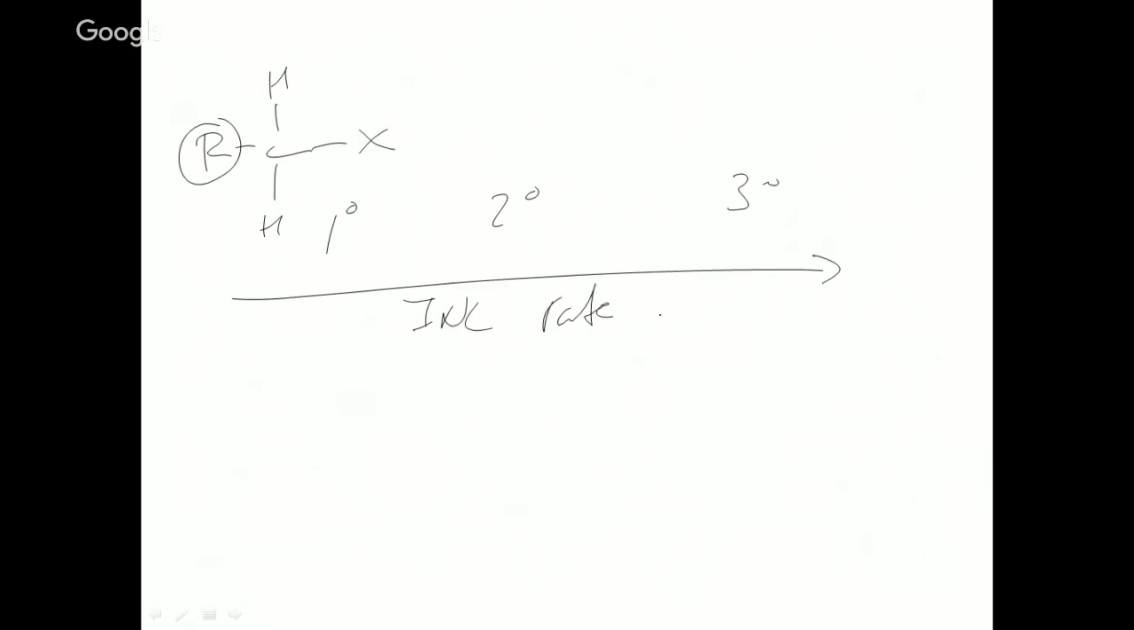But the explanation is different than for E2. Increasing rate of E1 corresponds to increasing carbocation stability. By now you should be very familiar with carbocation stability increasing with increasing substitution.